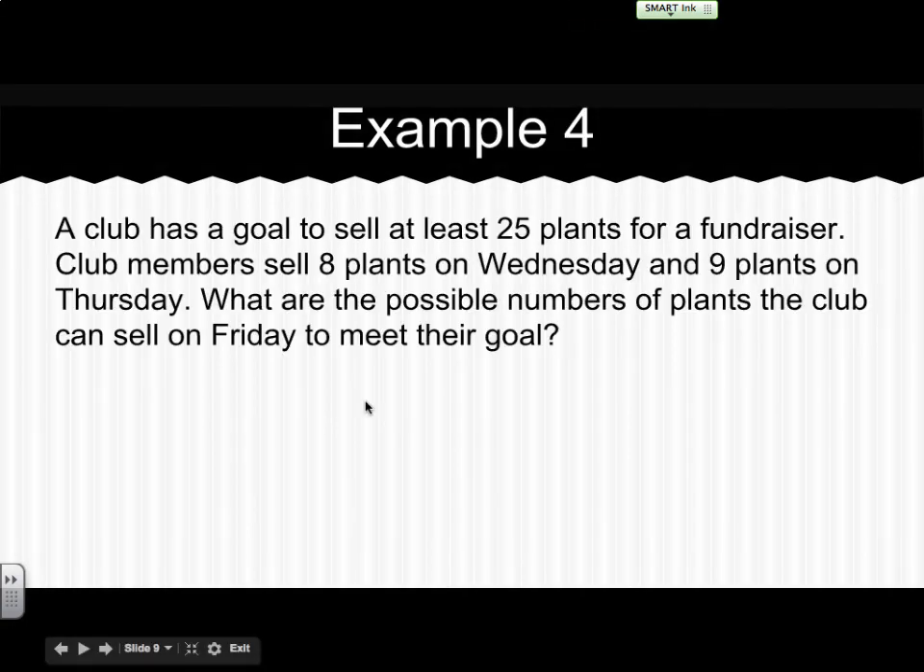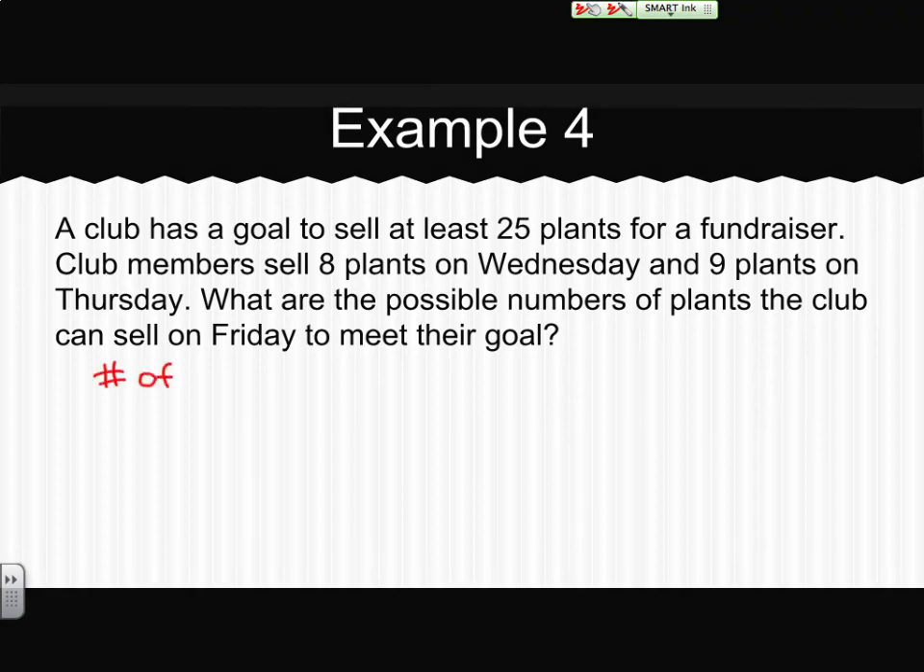Example 4. A club has a goal to sell at least 25 plants for a fundraiser. Club members sell 8 plants on Wednesday, 9 plants on Thursday. What are the possible number of plants the club can sell on Friday to meet their goal? So when we set up our inequality, we need to think of it as the number of plants they sell, and it says they want at least 25 plants.